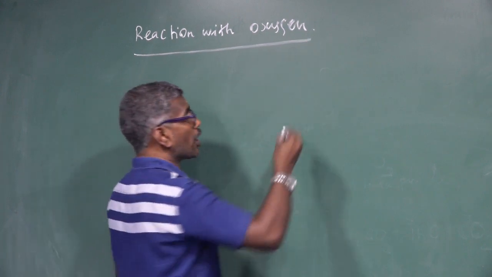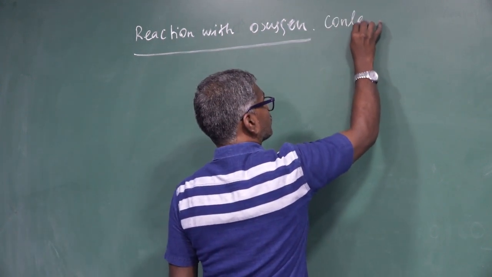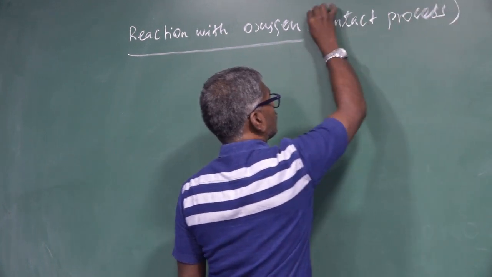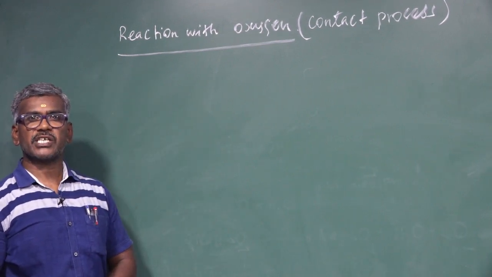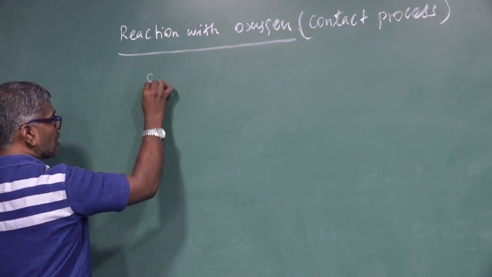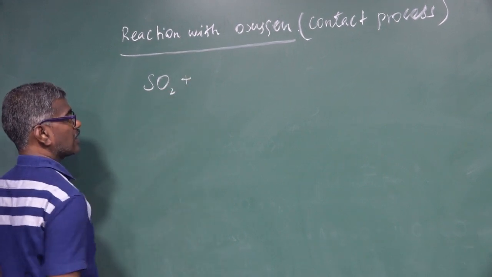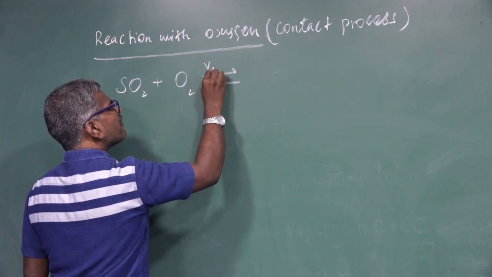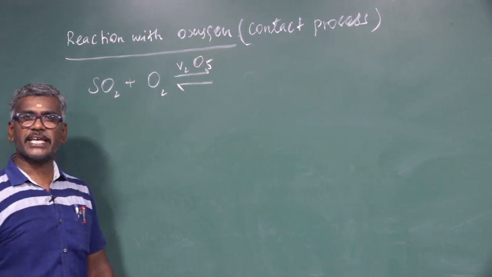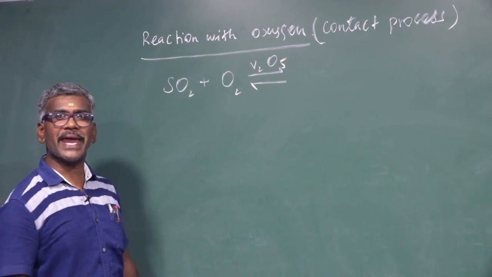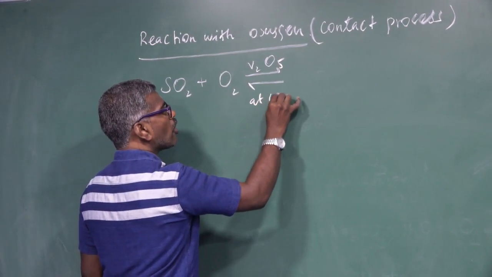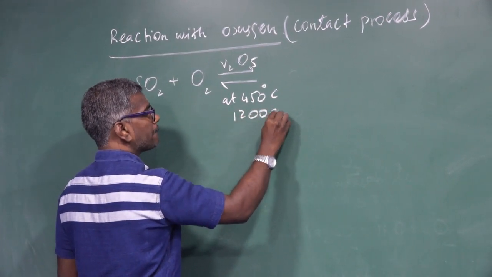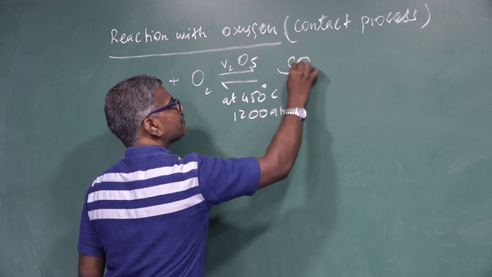This process is known as the contact process, the manufacture of sulfuric acid. For example, SO2 reacts with oxygen in the presence of V2O5, vanadium pentoxide. This reaction is maintained at 450 degrees Celsius and a pressure of 1200 atm to form SO3.